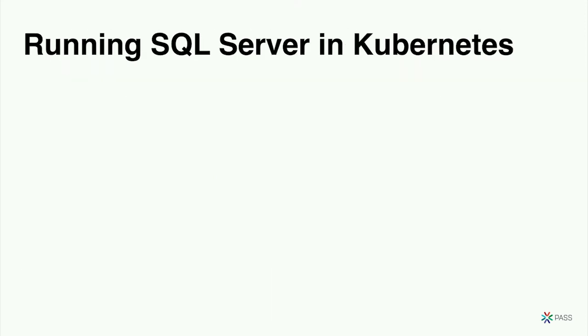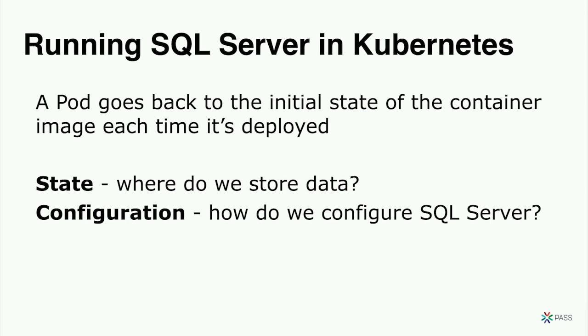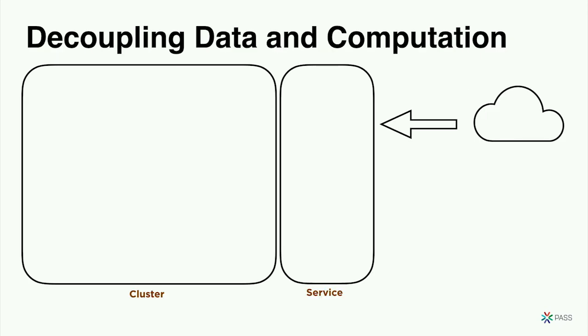So configuration and state, right? These are the two big things that we care about as DBAs because data keeps us employed. So this is going to get crazy. We're going to think about this concept here. This is my favorite slide. We're going to decouple data and computation, right? And we're going to use that design pattern.